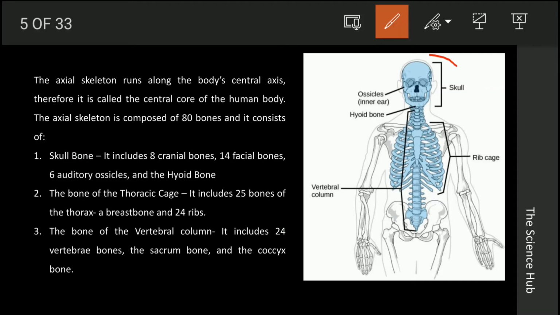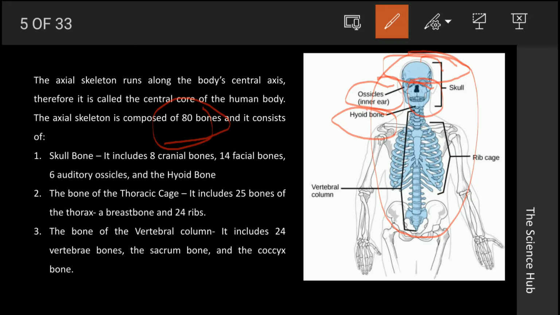Now here the blue portion shows the axial skeleton, and it includes which bones? The axial skeleton is composed of a total of 80 bones. Now first of all we are going to see the skull bone. It includes 8 cranial bones and 14 facial bones, 6 auditory ossicles or ear ossicles, and the hyoid bone. In the skull it includes 8 cranial bones, that is the portion over here, the forehead to the occipital bone, then ear ossicles, hyoid bone and the facial bones.